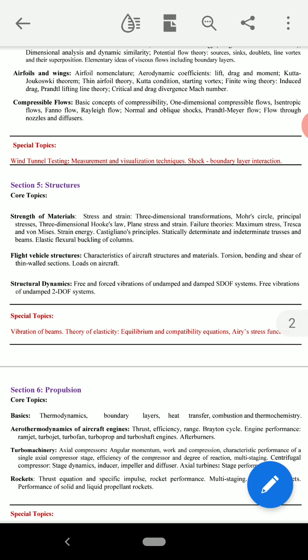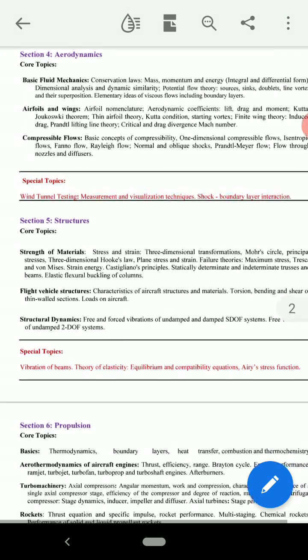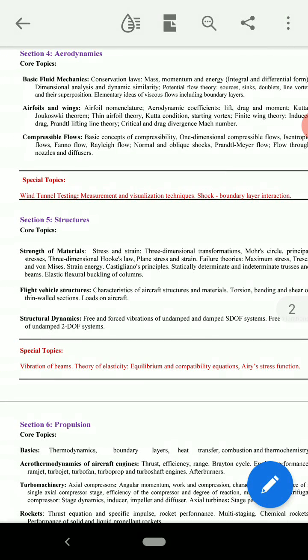induced drag, lifting line theory, critical and drag divergence Mach number, compressible flows, basic concepts of compressibility, one-dimensional compressible flows, isentropic flows, Fanno flow, Rayleigh flow, normal and oblique shocks, Prandtl-Meyer flow, flow through nozzles and diffusers. Special topics under aerodynamics are wind tunnel testing, measurement and visualization techniques, shock boundary layer interactions.